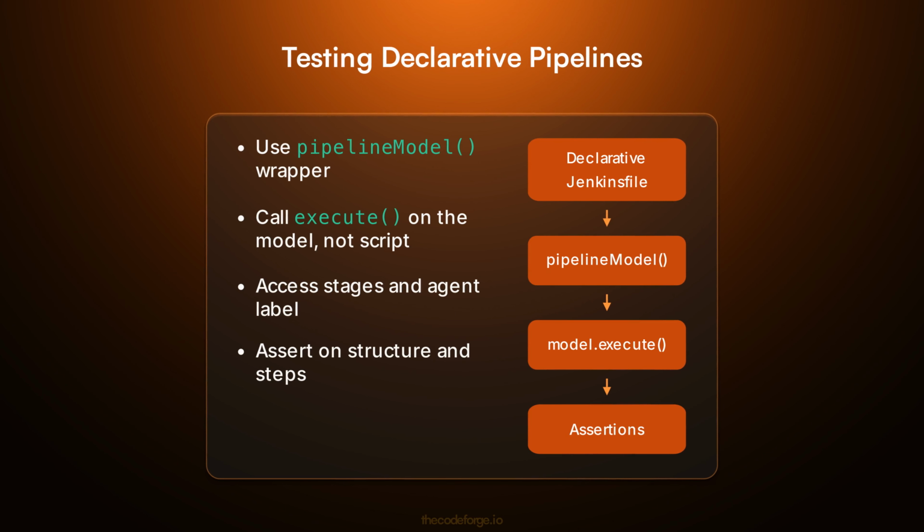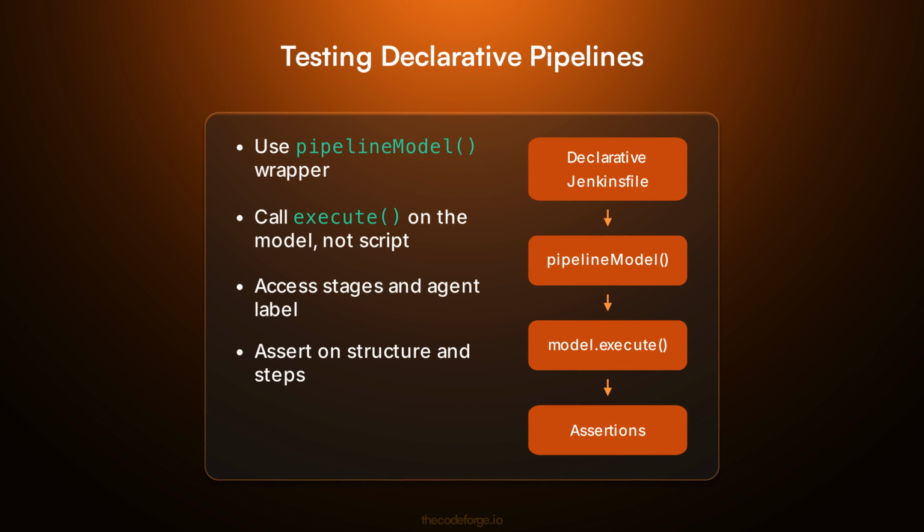Declarative pipelines need special handling. Use PipelineModel to get a PipelineModel object and call execute on that. You can then inspect stages, agent labels, and more.